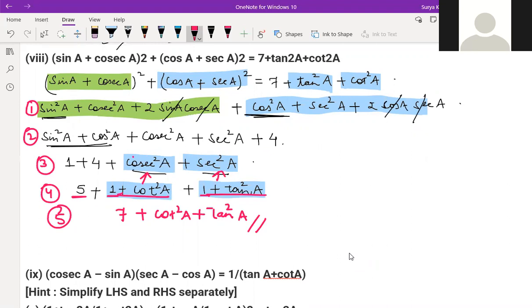Sir, I thought the sec was sine for a second, so I got confused. Okay, okay. Here we are using identities, not sine. Don't use 1 by sine, because we have to get it in tan and cot form. That's why don't think about sine and all. Okay, I think it's clear to everyone.